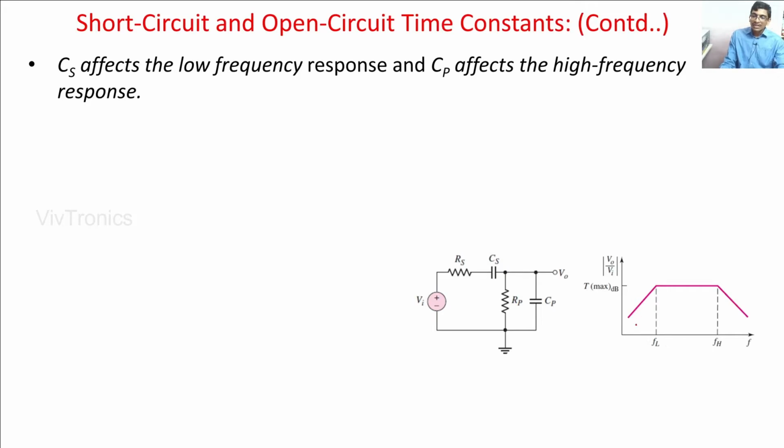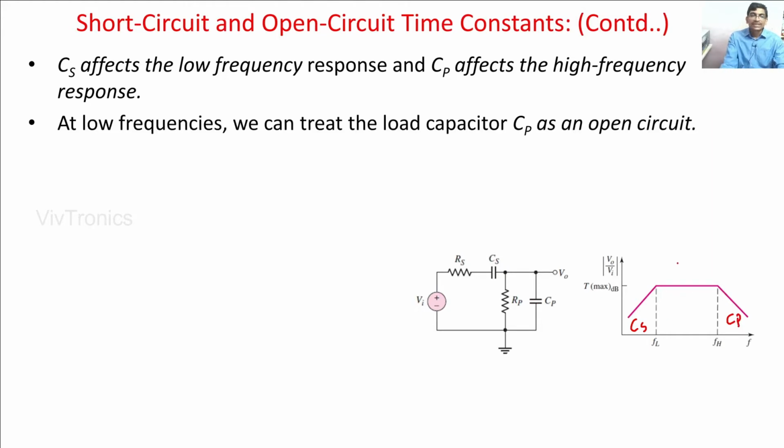Okay, so due to the coupling capacitor CS, the gain is getting decreased in the low frequency range, and due to the CP capacitor at the output side, the gain is decreasing at the high frequencies. At low frequencies, we can treat the load capacitor CP as an open circuit. Okay, therefore the CP value is negligible here.